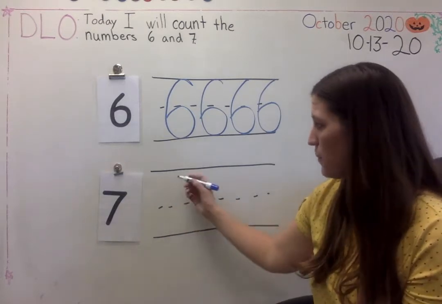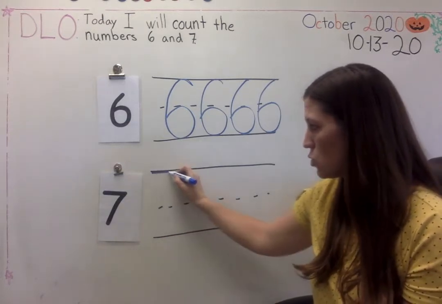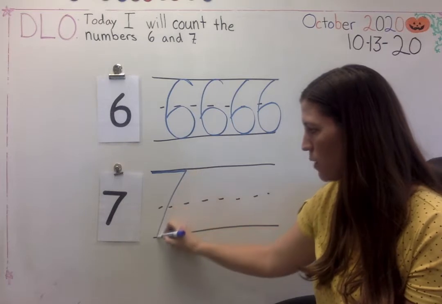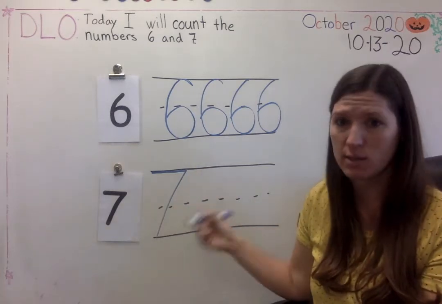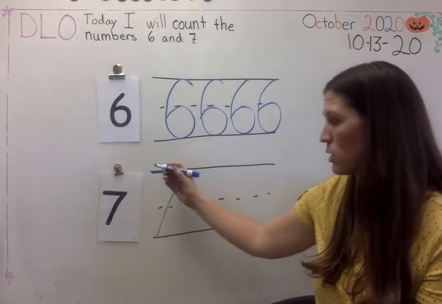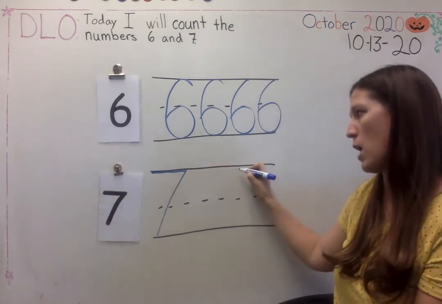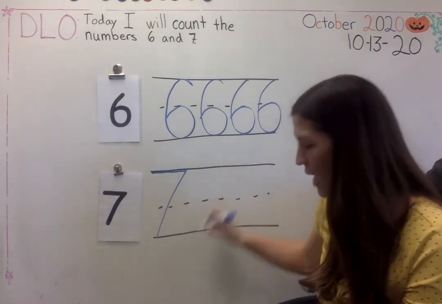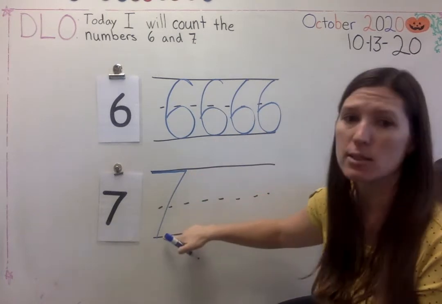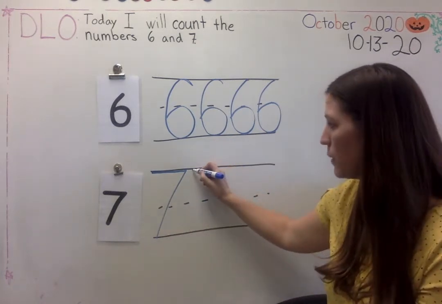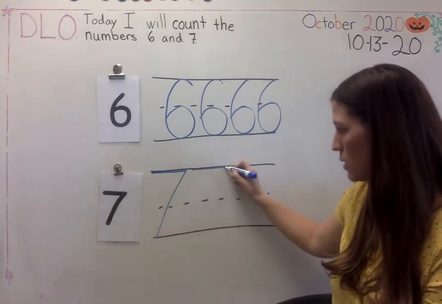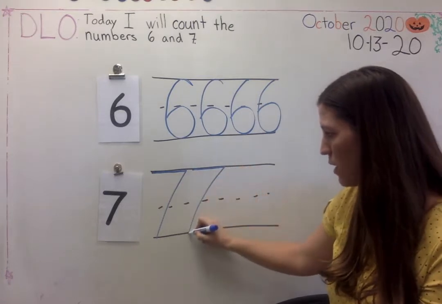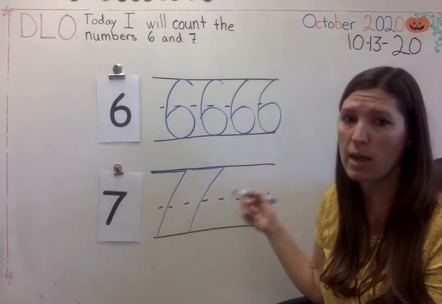So with 7, the easiest way is straight across, down from heaven. That's the way you make a 7. So we go straight across. So we're pulling our marker to the right, and then we go diagonally. Diagonally means like a slant. So let me do it one more time. Straight across, down from heaven. That's the way you make a 7.